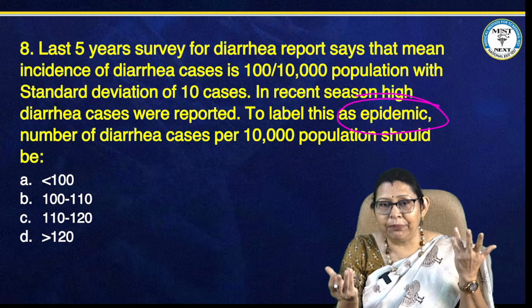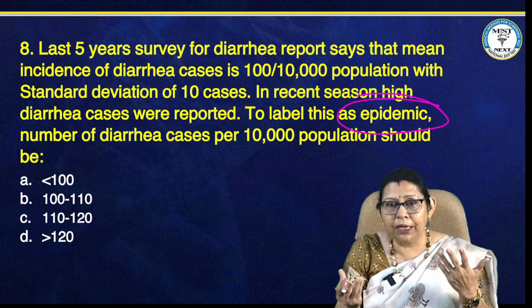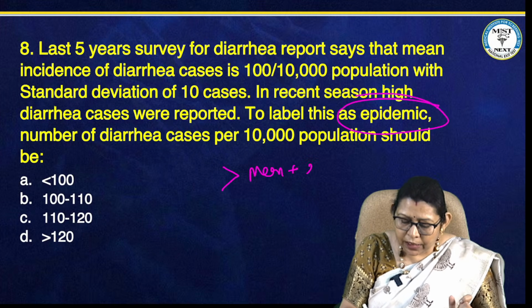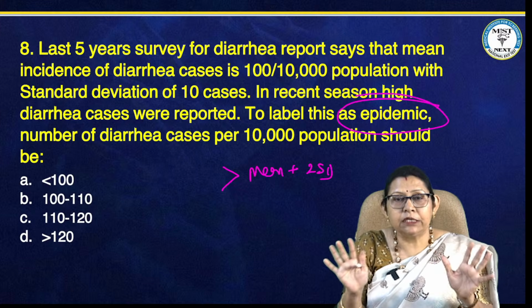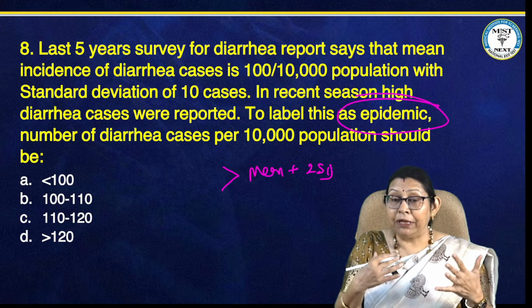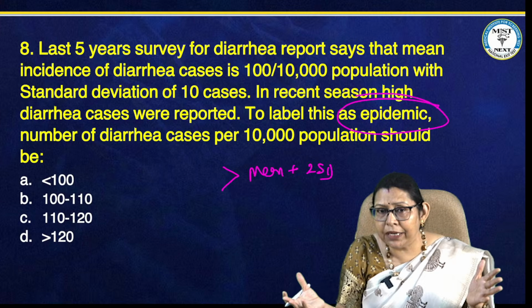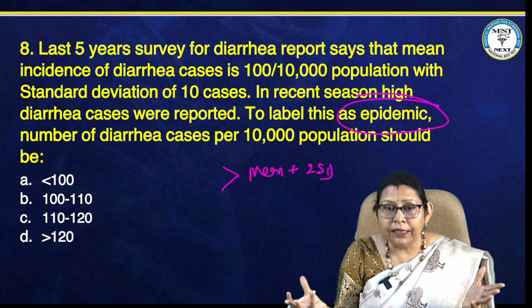And we know what an epidemic is: if the cases are beyond the normal limit. What is beyond the normal limit? If it is more than mean plus 2 SD, it is called an epidemic. Pandemic means the epidemic is happening across international borders. And a few scattered cases are sporadic.